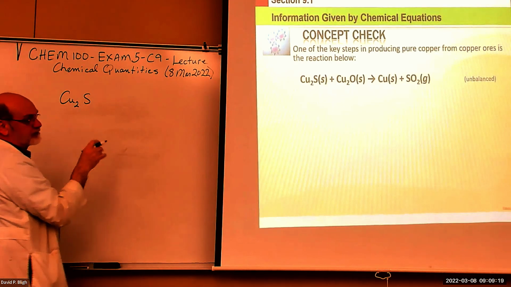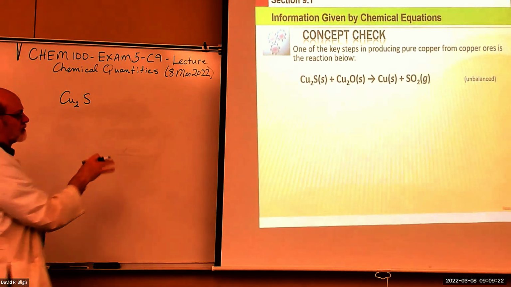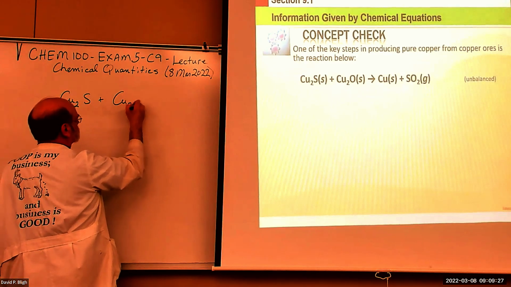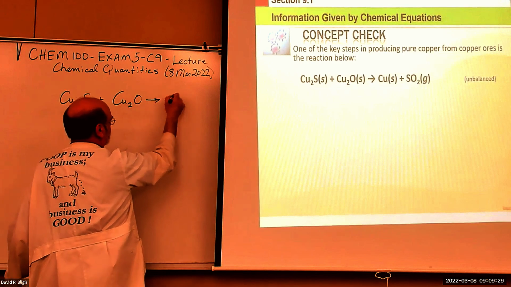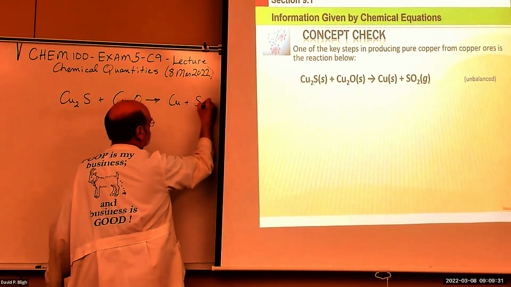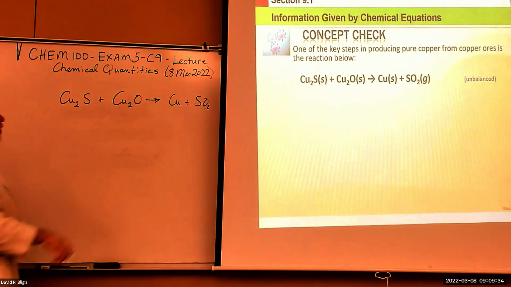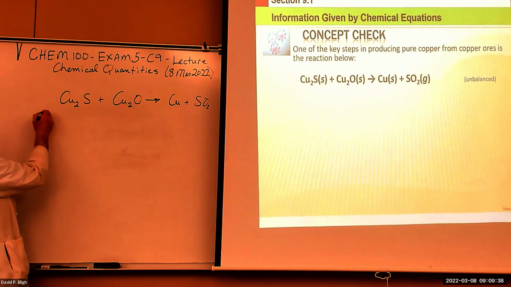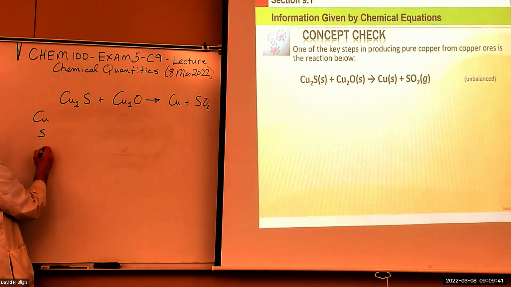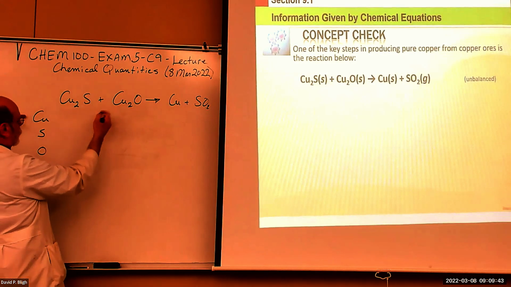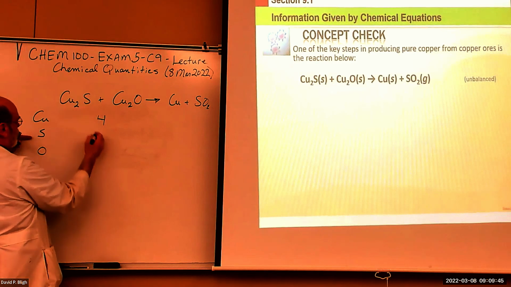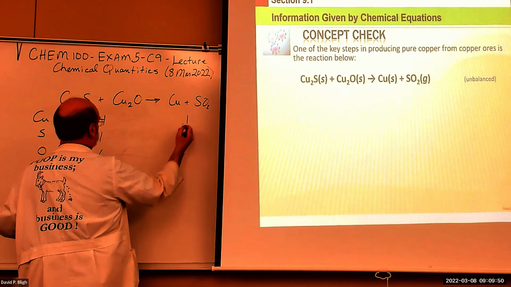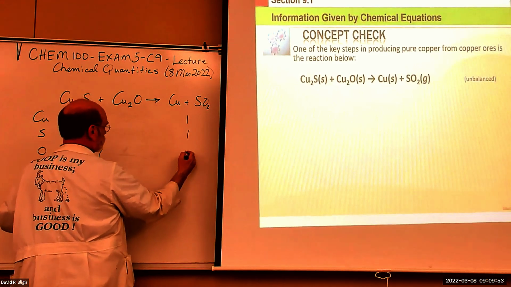I'm going to leave out the phases right now, just to give me more room. All right, copper and sulfur dioxide. So our balancing method, our budget method, would say we have copper, we have sulfur, we have oxygen. On this side, we have 4 coppers, right? And we have 1 sulfur, and we have 1 oxygen. And on this side, we have 1 copper, 1 sulfur, and 2 oxygens.